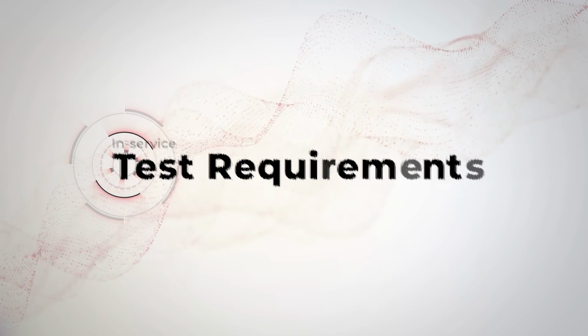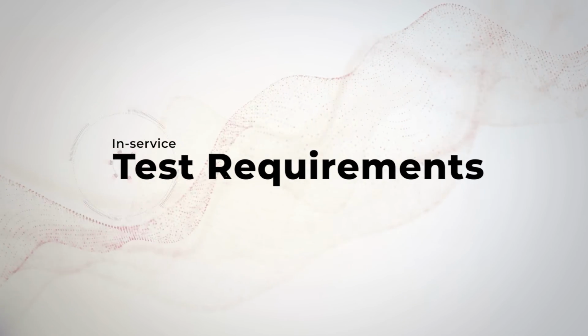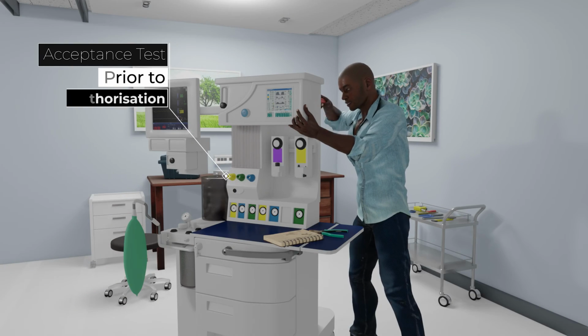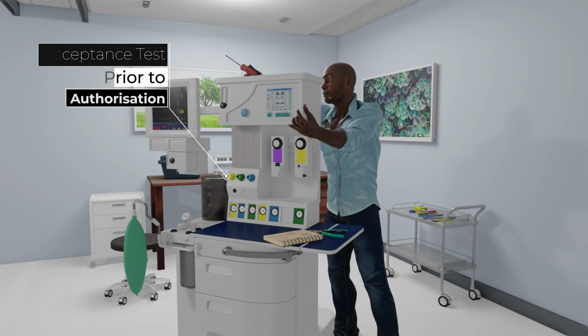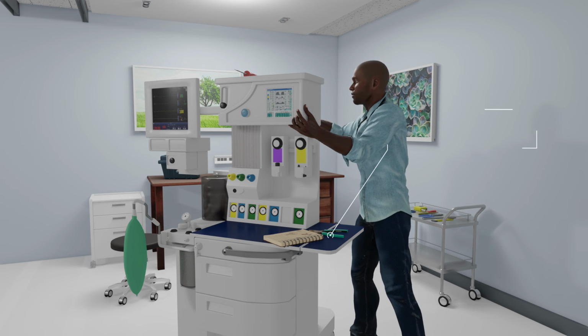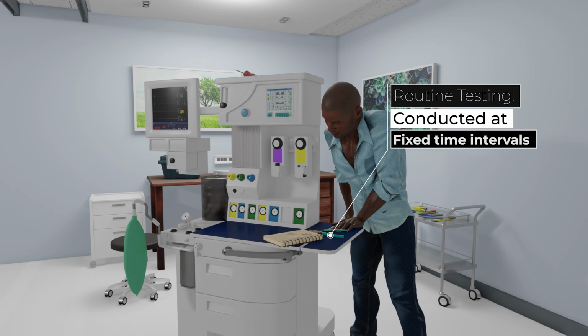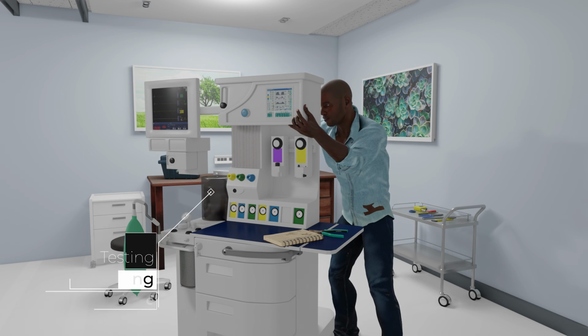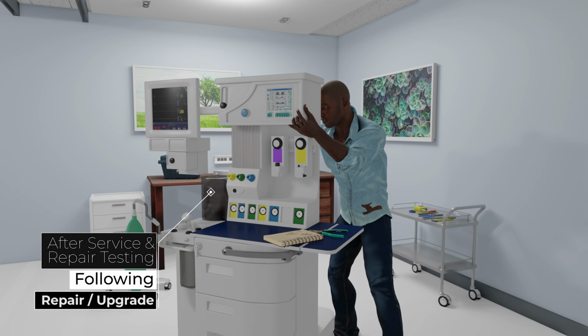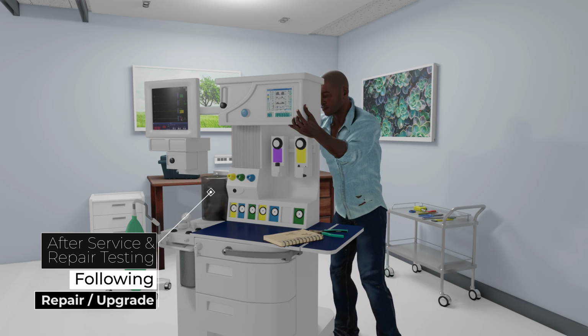The in-service test requirements are threefold. Acceptance test is carried out prior to a new medical device being authorized for use. Routine testing is conducted at fixed time intervals. After-service and repair testing is carried out following a repair or product upgrade.